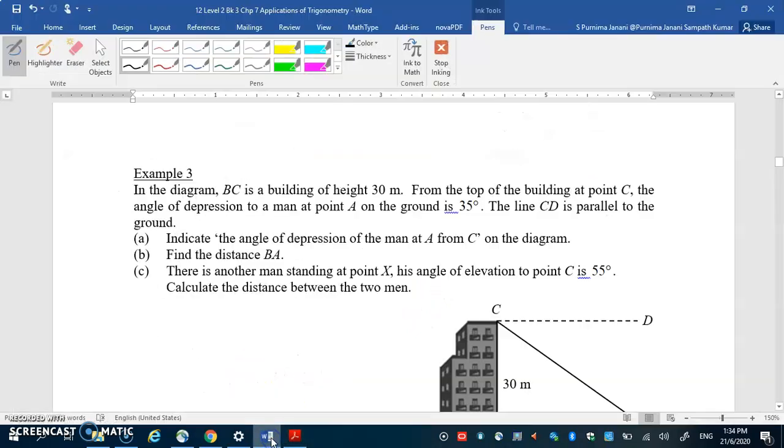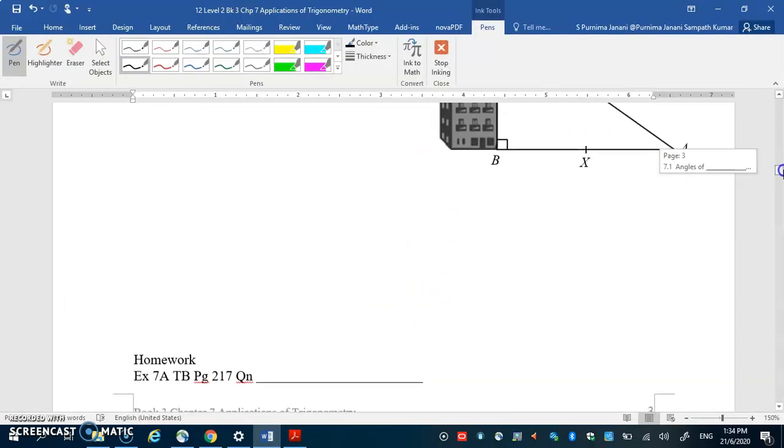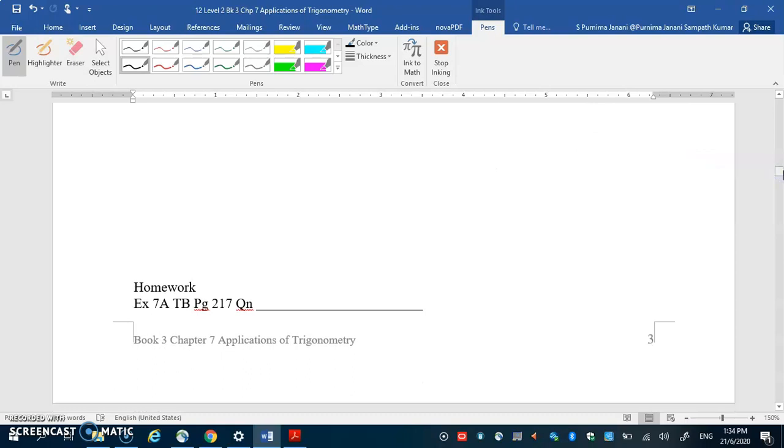Okay, for your homework, can you all please do the following questions from exercise 7A on page 217 of your Sec 3 textbook. Okay, so we are looking at the Sec 3 textbook. For those who don't have, I'll send a picture. So I want you to do question 9, question 12, and question 13. Okay, very easy. Just 3 questions and upload on Google Classroom. That's it.